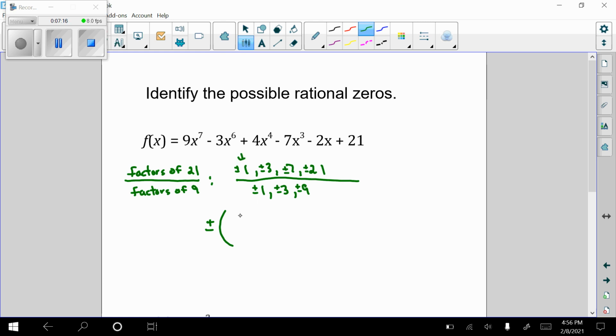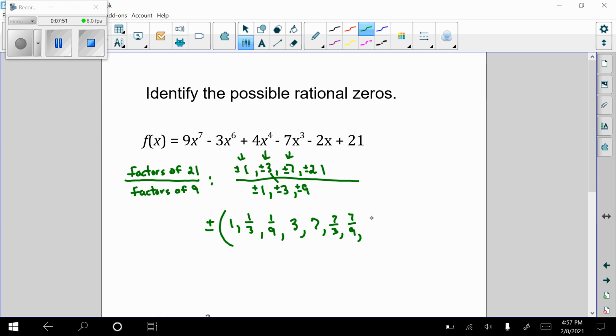And I'm going to put 1 over 1, which is 1, 1 over 3, which is 1/3, and 1 over 9, which is 1/9. Then I go to my 3. I put a 3 over 1. If I put a 3 over 3, I've already got 1, so I don't need to put that again. 3 over 9, I've already got 1/3, so I don't need to put that one. Then if I put 7 over 1, and then I have 7 over 3 and 7 over 9.